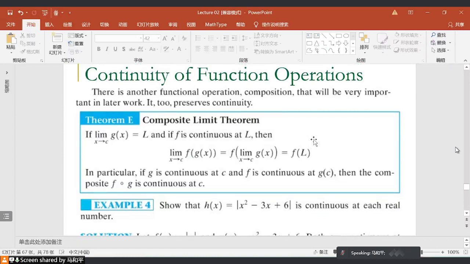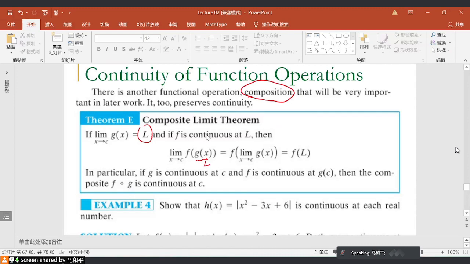And we will also learn today the composite limit theorem. There is another function operation, which is composition. We learned before how to decompose a composition, right? Decompose it as two simpler functions. Now we have the composite limit theorem. This is the inner function. As x approaches c, g(x) approaches L.